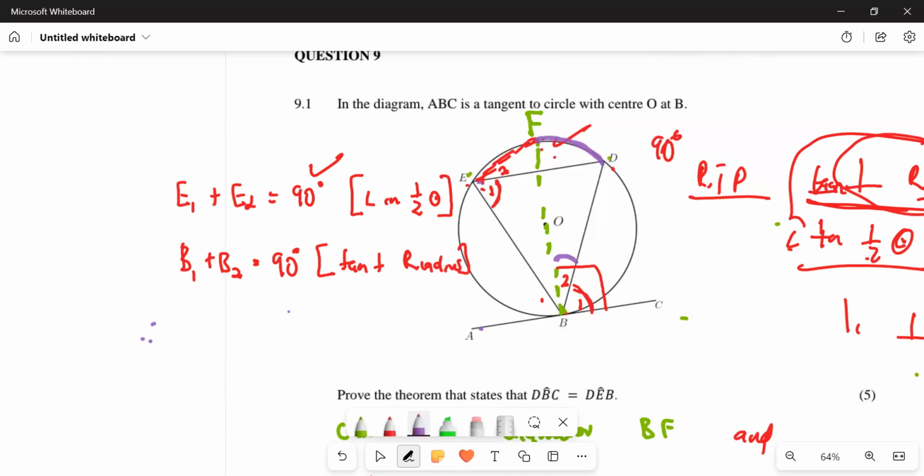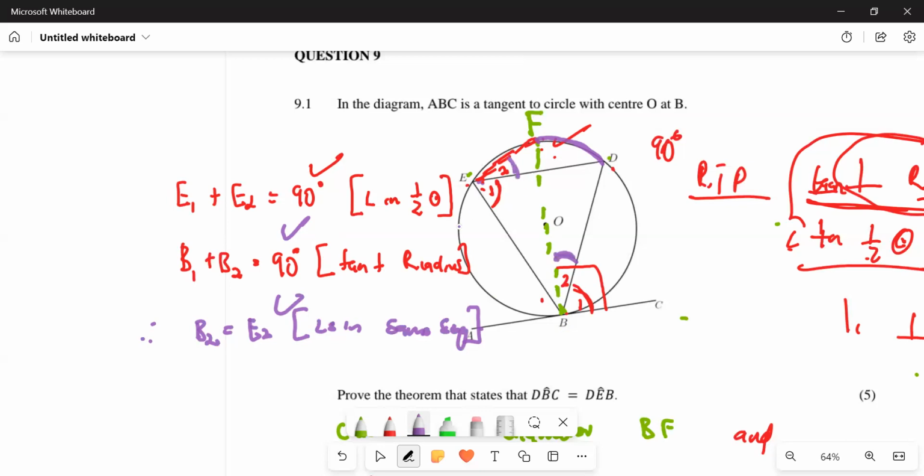I will tell them, look at this. B2 is going to be equal to E2. When they ask me why I am saying this, I'm going to tell them these are angles in the same segment. I get a mark here, and I also get a mark here. You can clearly see it. So you can tell them this one and this one are equal.